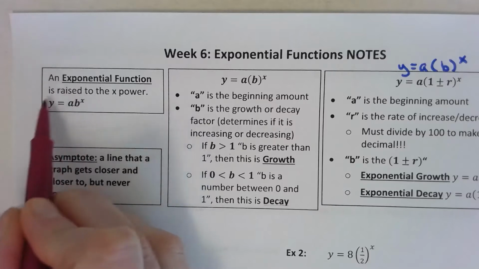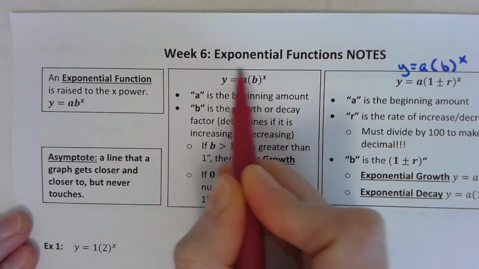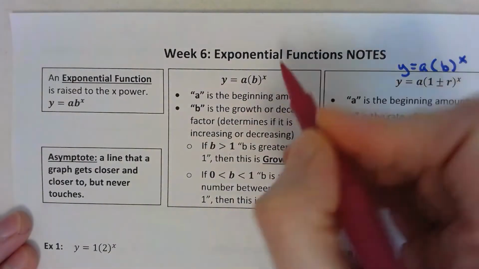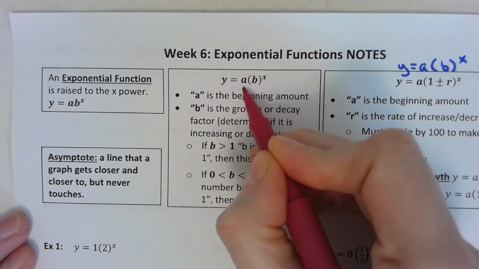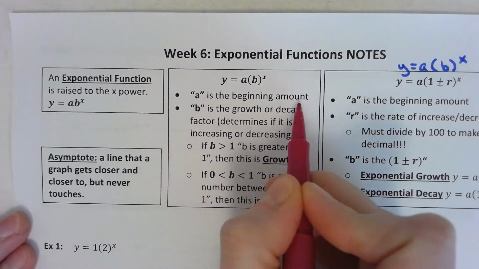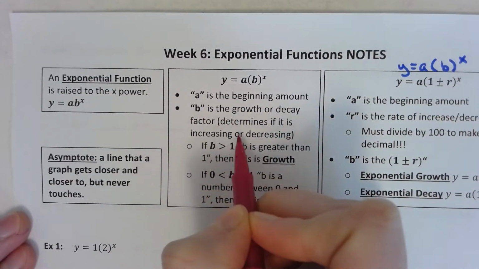Now here, this is how it would actually show up on your STAAR charts, but this is actually a better way of writing an exponential function because it makes it more clear that the b is the only thing that's being raised to the x power, not the a value right there. Your a value is going to be your beginning amount. B is going to determine if your amount is going to increase or decrease.